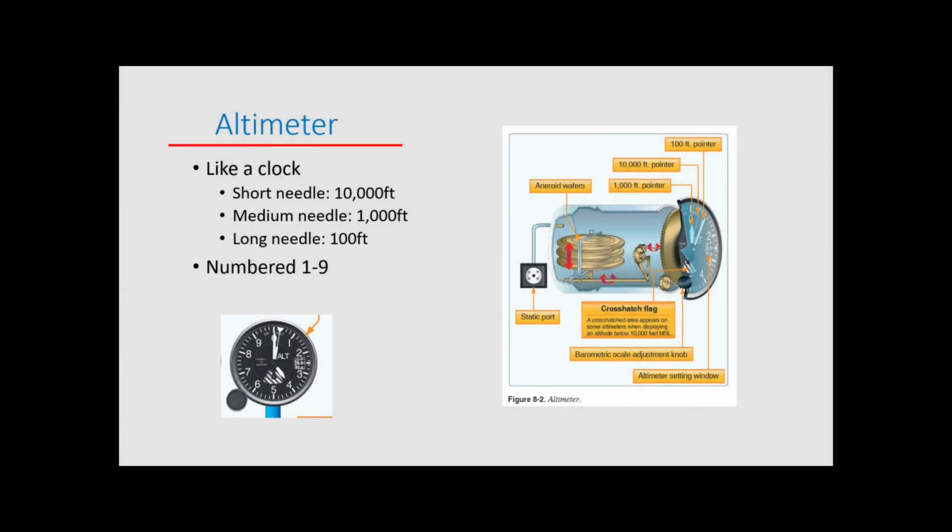Let's talk about the altimeter. We first set our altimeter setting from our ATIS or weather information here, and that sets the aneroid wafers in a certain position. Then the altimeter takes static air from the static port and puts it into this chamber here. And the change in pressure will expand or contract these aneroid wafers. And as they expand or contract, they will give us an indication of our altitude. It's read like a clock. The short needle indicates 10,000 feet, the medium needle indicates 1,000 feet, and the long needle indicates 100 feet. And it's numbered from 0 to 9.